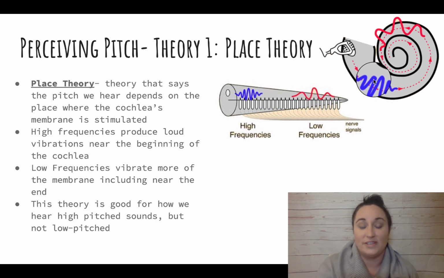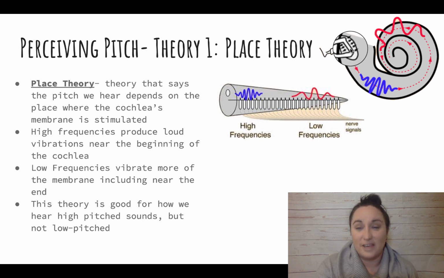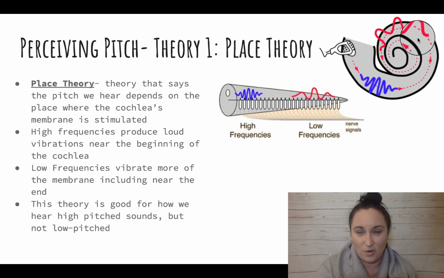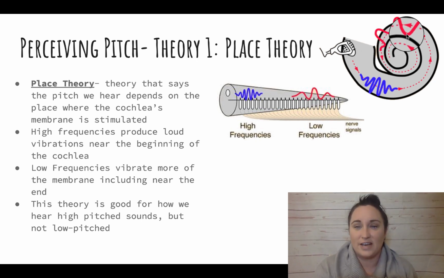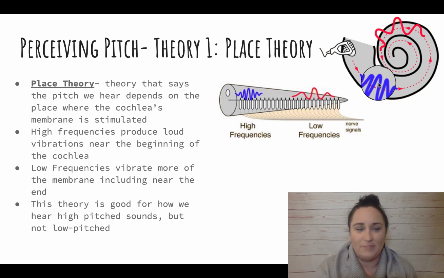Now a low frequency, this theory says, causes more of a vibration throughout the whole cochlea. So place theory says that you would get stimulated hair cells throughout the whole cochlea, including all the way here at the end. It would go all the way up here, whereas high frequency would go only at the beginning. This theory is really good for how we hear a high-pitched sound. It seems to be accurate for that, but it has some problems with low-pitched sounds. It doesn't quite explain how we hear low-pitched sounds completely.